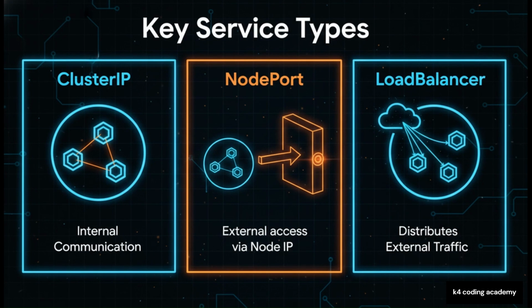Now, there are a few different types of services for different situations. Some are just for internal communication inside the cluster. But for letting the outside world talk to your app, the most common type is the load balancer. It automatically tells your cloud provider, like AWS or Google Cloud, to create a real load balancer to send traffic to your application. It's all handled for you.